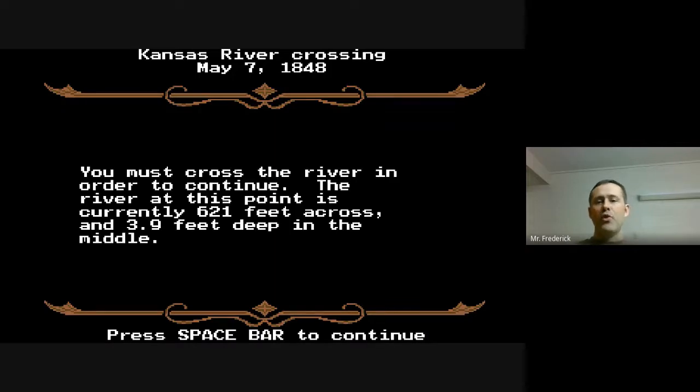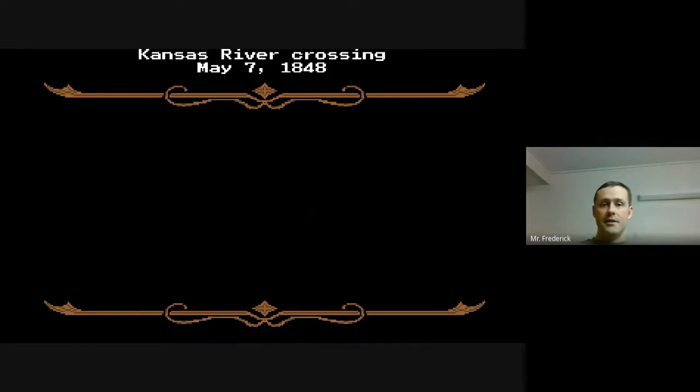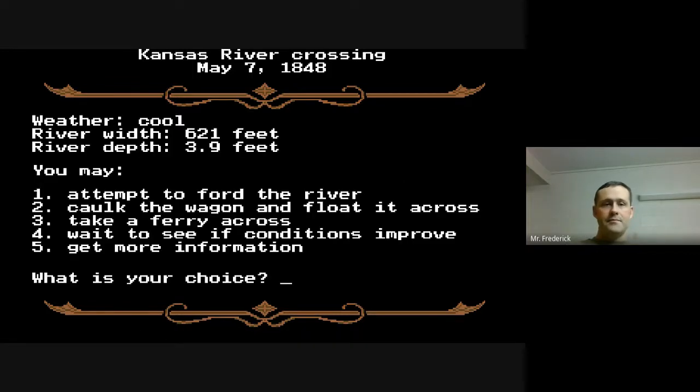All right, you must cross the river in order to continue. The river at this point is currently 621 feet across and 3.9 feet deep in the middle. Keep in mind the advice we saw said anything more than 2.5 feet, you want to take a boat, either take a ferry or caulk and float your wagon across.